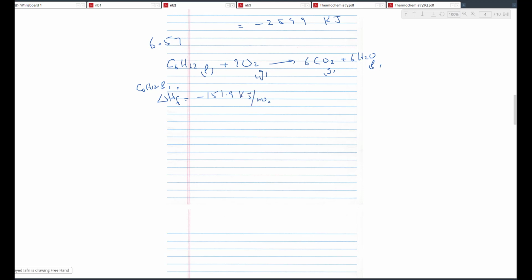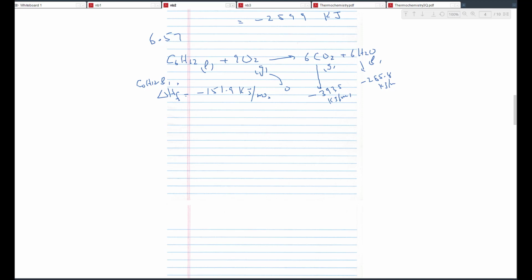What is the value of O2? 0. You're right. What about CO2? CO2 gas is negative 393.5 kilojoules per mole. What about water? H2O liquid is negative 285.8. Okay. We have all the information we need.